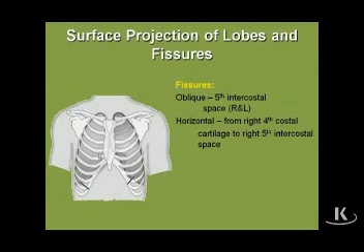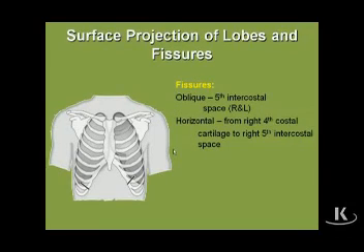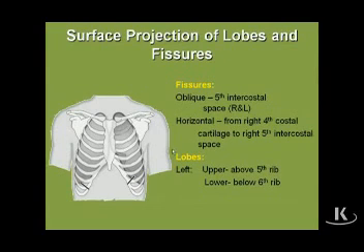So now that we know where the fissures are, that means we automatically know where the lobes are on surface anatomy. Since on the left side, the lobes are separated by the oblique fissure, and we said the oblique fissure is at about the level of the fifth intercostal space, we can then say that the upper lobe will be above the fifth rib and the lower lobe will be below the sixth rib.